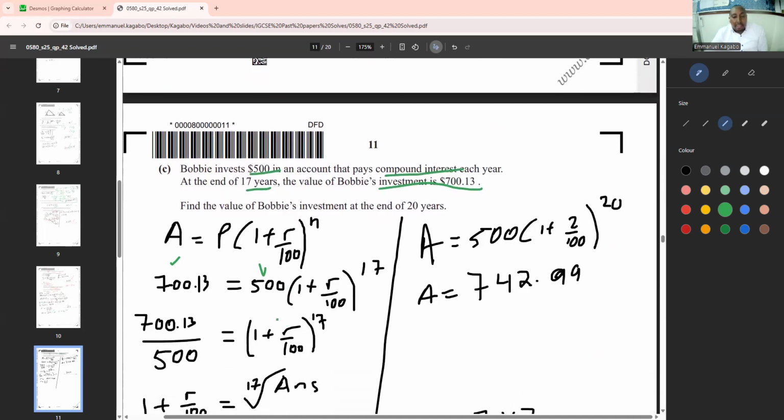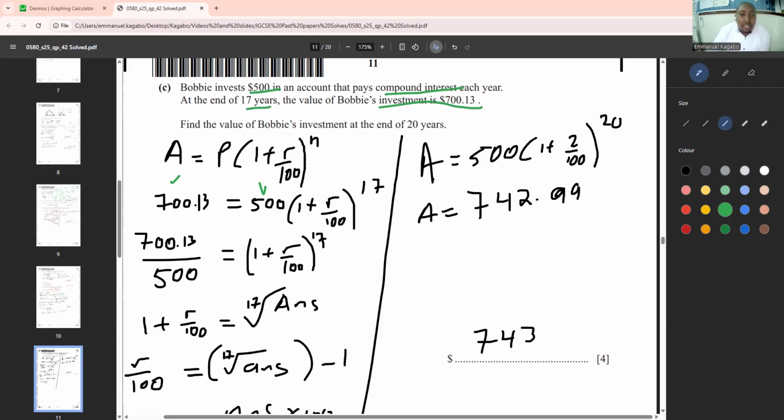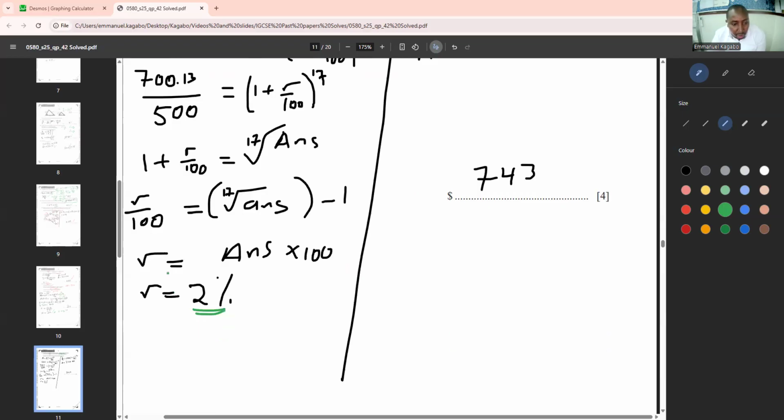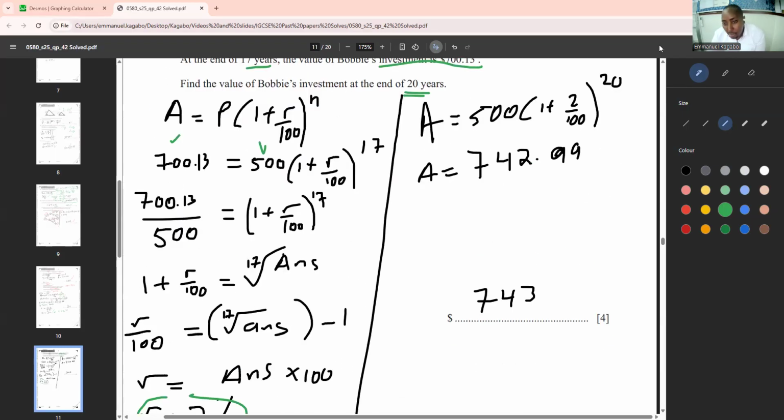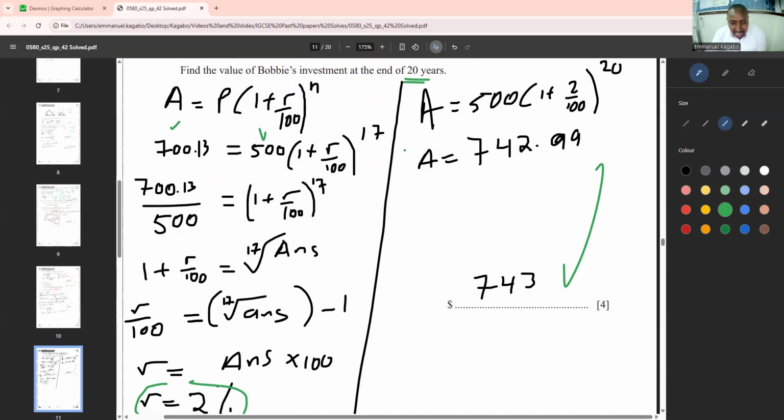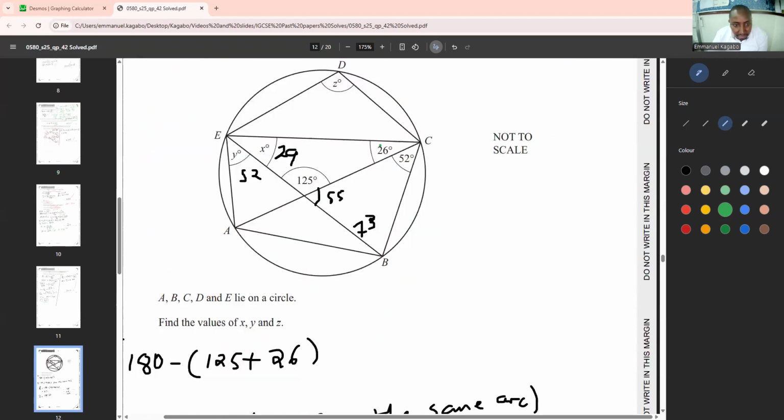Okay. Now I've got the interest rate, but the question is asking me to find the value of Bobby's investment at the end of 20 years. So just go back in your formula. I have my 500, which is the amount of money invested. 1 plus 2 over 100. Do you understand where I got to? That's the interest rate I got here, guys. So type that in your calculator, power 20, and then you get the answer. Do you get that? Wow. I hope you understand. Very good.